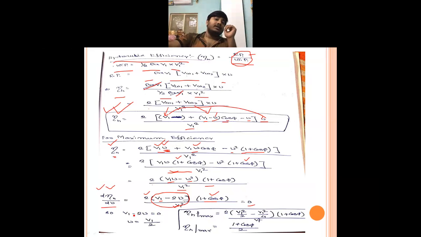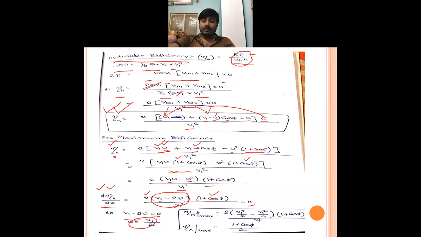So we will see that v1 minus 2u is equal to 0. So u will come v1 by 2. u will come v1 by 2. So this is the condition for maximum efficiency. That means the velocity of the blade or the wheel will be half of the jet velocity. Then the maximum efficiency will come.